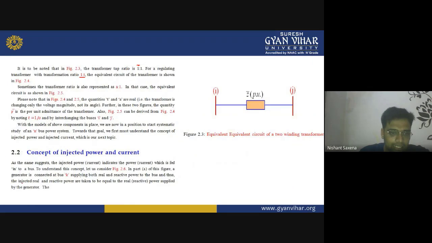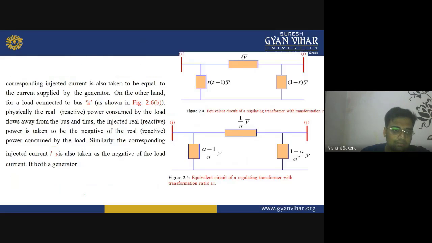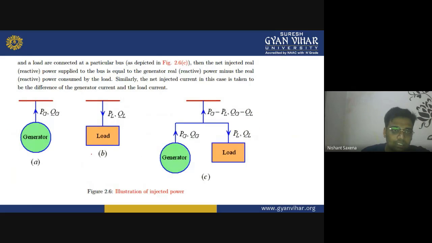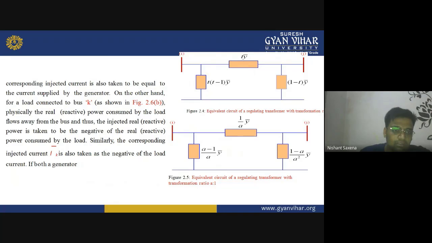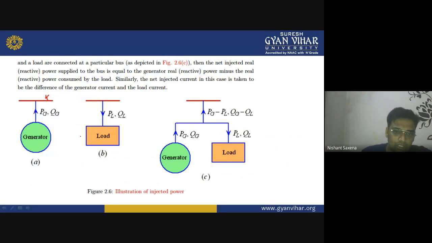The generator is supplying both real and reactive power to the bus, and thus the injected real and reactive power are taken to be the real and reactive power supplied by the generator. Let it be bus number K. Hence, the corresponding injected current is also taken to be equal to the current supplied by the generator. Whereas, for the load connected to the bus K, as shown in the figure, we have the real and reactive power consumed by the load.